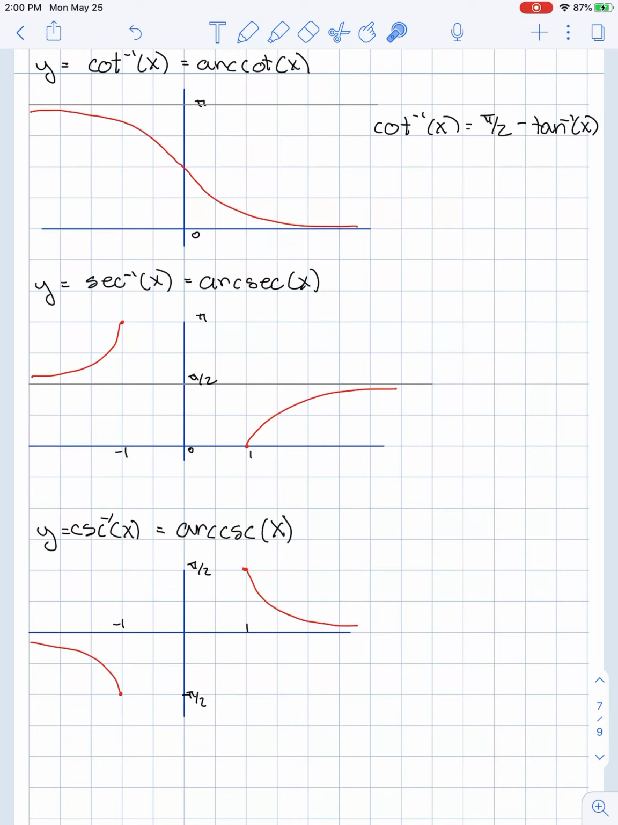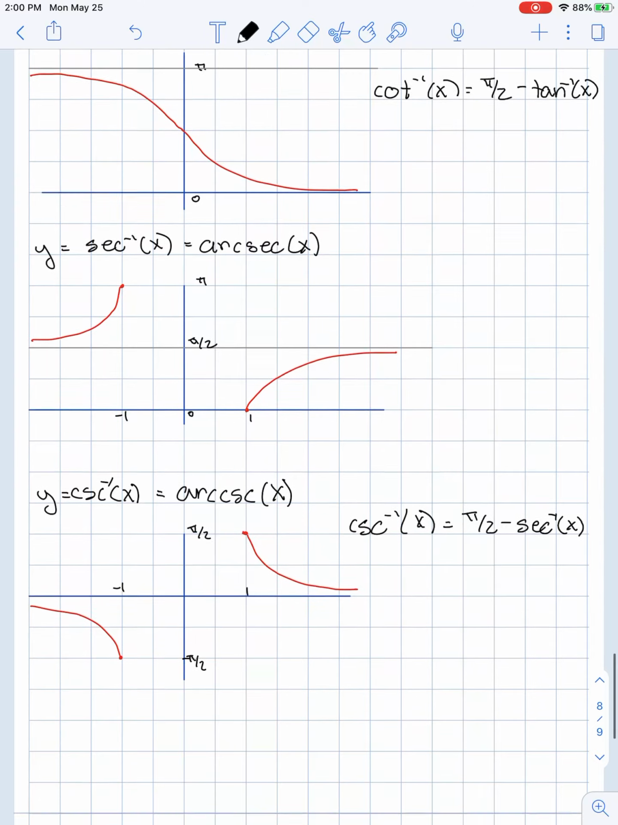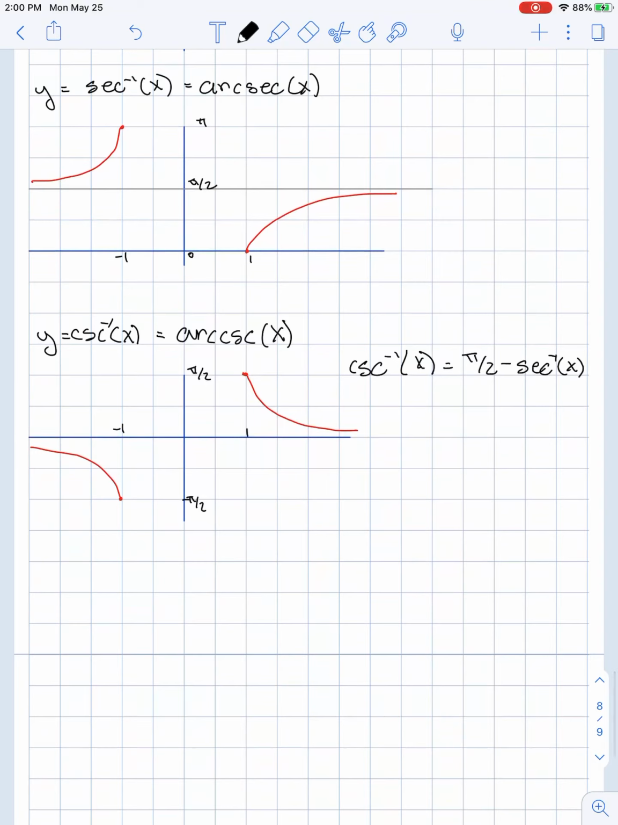Alrighty. Similar to arc cotangent and arc cosine, arc cosecant, we'll call it cosecant inverse, is also going to equal pi over 2 minus secant inverse of x. Alrighty, so these derivatives are pretty funky looking, so I want to show you the derivations for all of them. Alrighty.